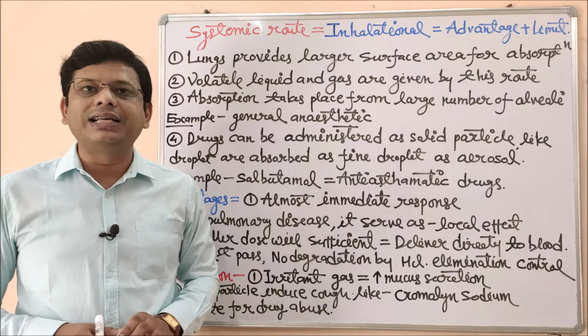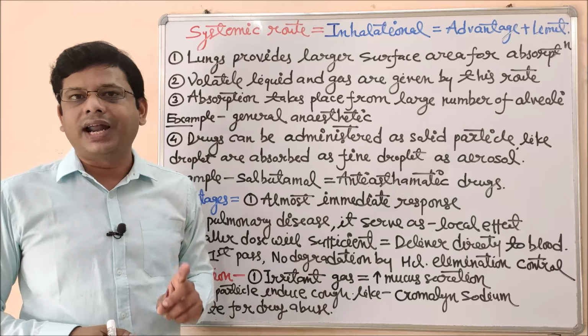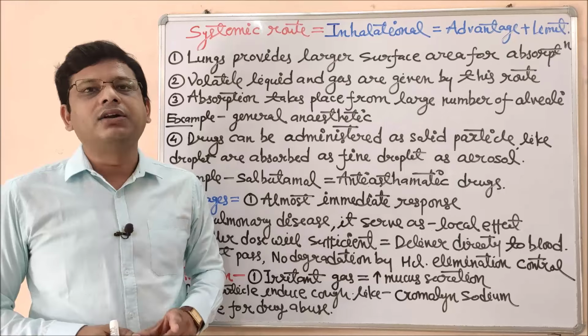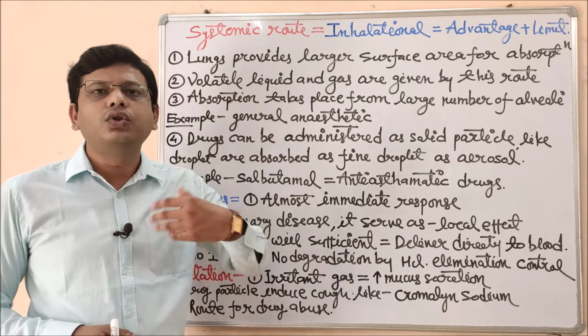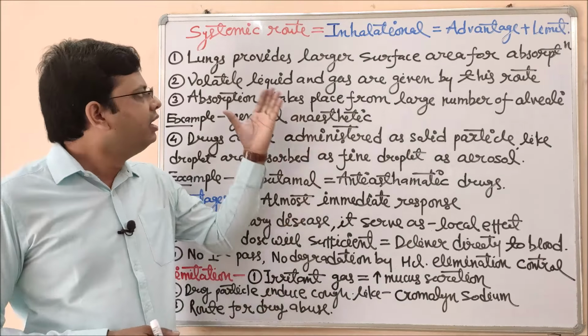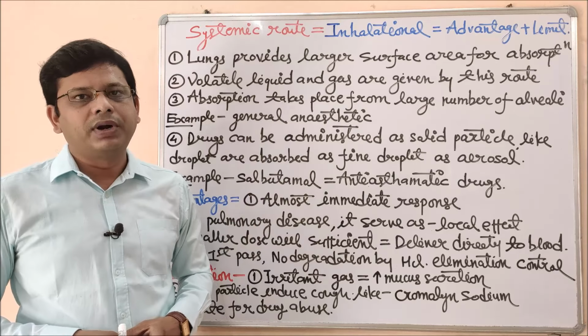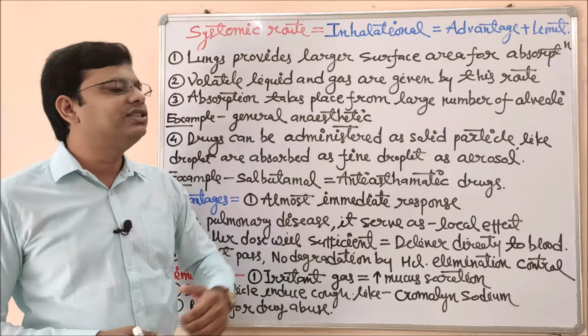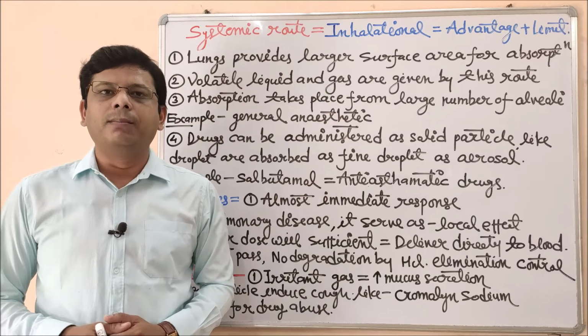So in the nasal or inhalation route, the most important criterion for the drug is that it should preferably be either a volatile liquid or a gas, so that it may be introduced via the nasal or inhalation route. And the second point is that the lungs provide a large surface area for the absorption of the drug.